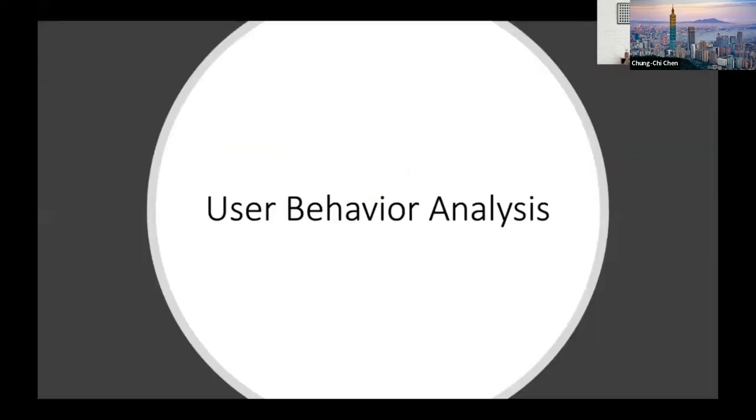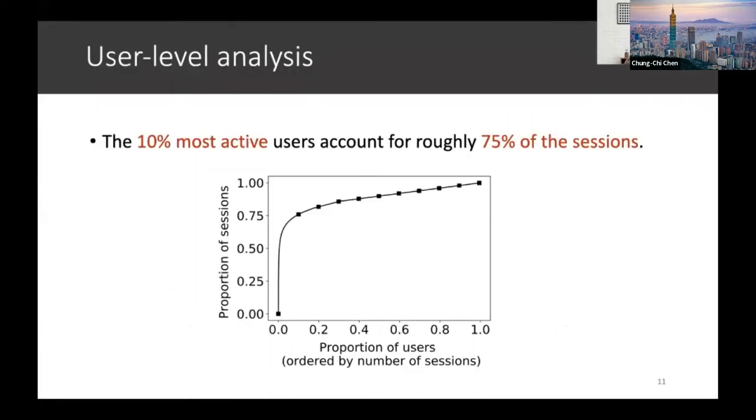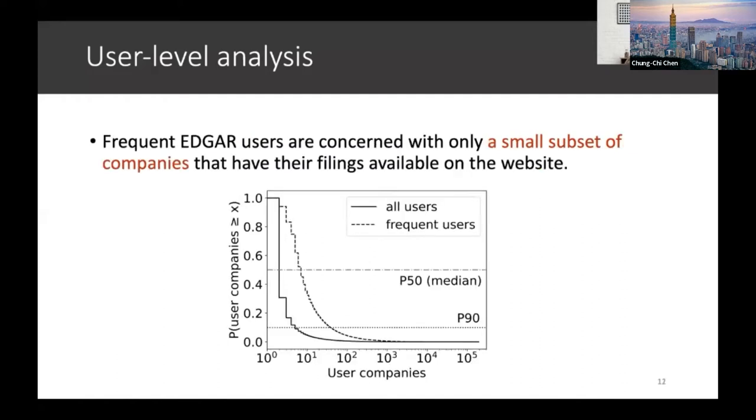I'll start with a peek into the user behavior analysis that we have done in the paper. On a user level, we looked at how many sessions we have for specific users in the system. This figure shows the proportion of sessions based on the proportion of users in the data set. We observe an interesting fact that the 10% most active users on Edgar account for roughly 75% of the sessions. So we have a small number of users who are responsible for most of the accesses that are being done via Edgar to the filings.